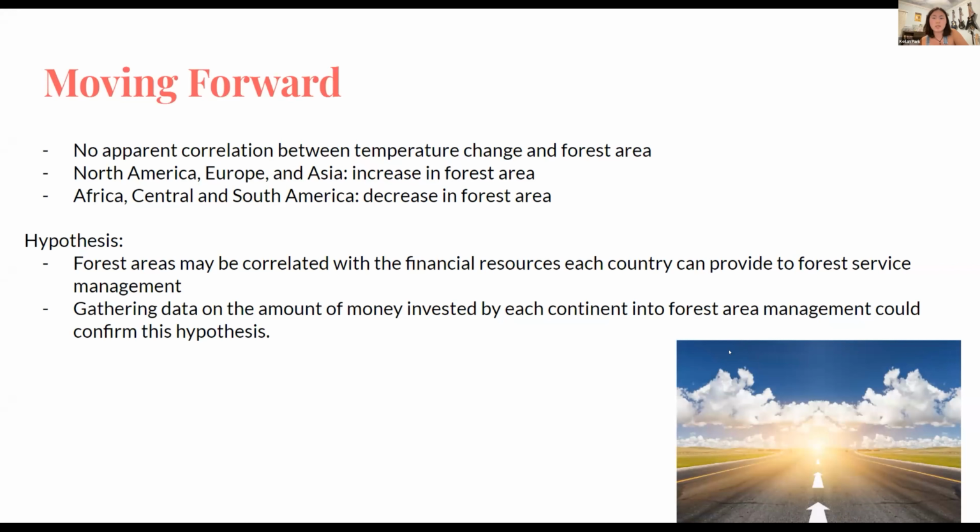As a group, we speculated that the extent of forest areas may be correlated with the financial resources each country can allocate to forest service management. To validate this hypothesis, gathering data on the amount of money invested by each continent into forest area management could confirm our assumptions. Based on our analysis, implementing these measures could contribute to preventing deforestation.